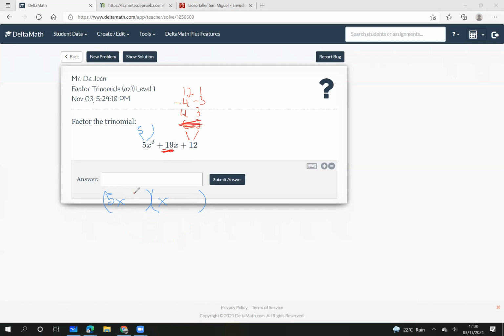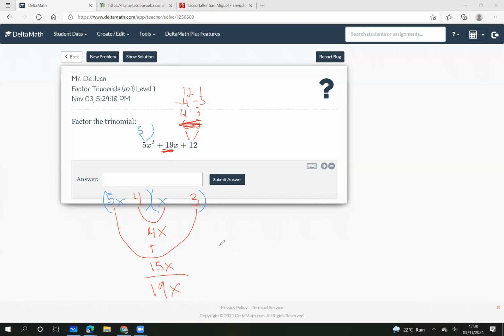Let's try the next number. Let's try a 4 here and a 3 here. If I do 4 times x, I get 4x. And if I do 5 times 3, I get 15. And 4 plus 15 is, what number was I looking for?